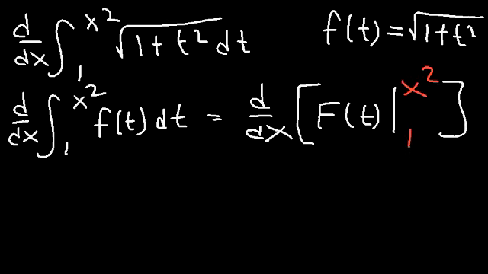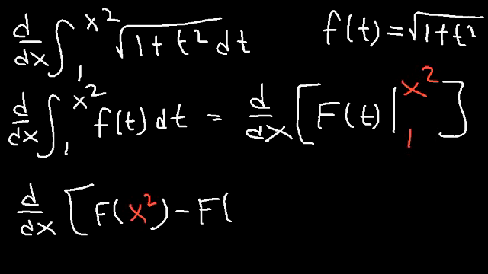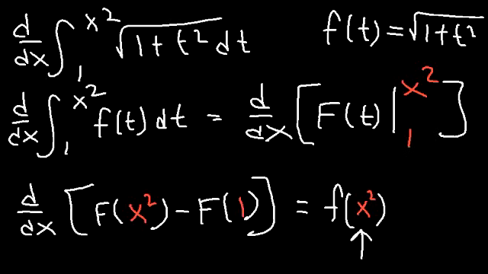So we have the derivative of F of b minus F of a. So the derivative of big F is little f. So this is going to be lowercase f of x squared. And according to the chain rule, we need to differentiate the nested function, or the function on the inside. The derivative of x squared is 2x. F of 1 is a constant. The derivative of any constant is 0.